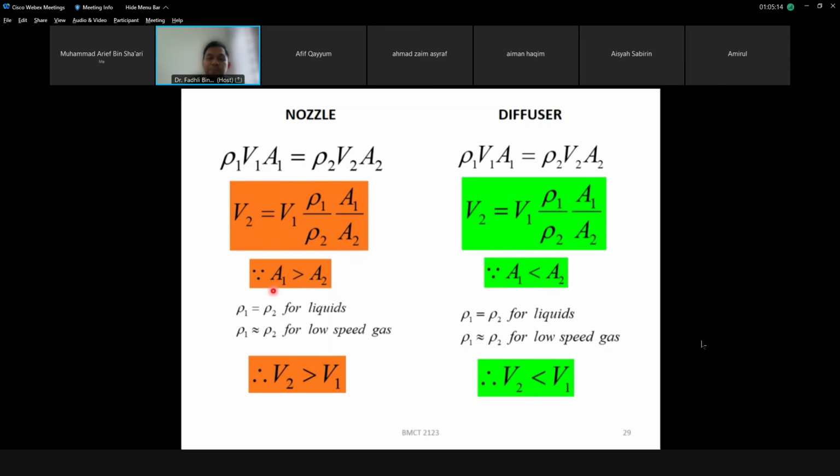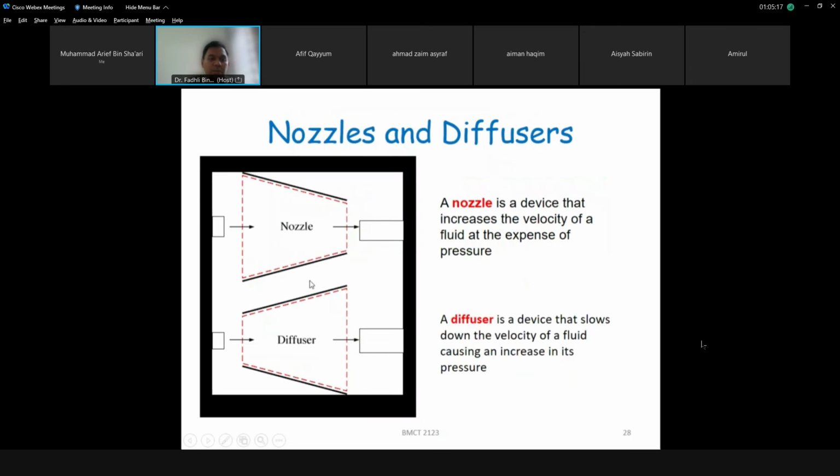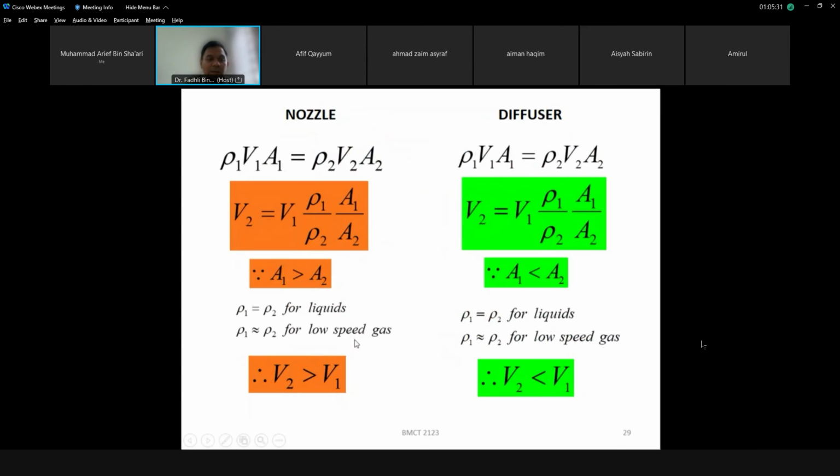Dan kita tahu juga pintu masuk nozzle lebih besar daripada pintu keluar nozzle, which means A1 is larger than A2. Kalau diffuser, A1 lebih kecil daripada A2. So from there, we can have this one, A1 is larger than A2. Since A1 is larger than A2, so we know that V2 is larger than V1. Macam mana dapat ni? Daripada sini lah, mass balance equation. M dot 1 equal to M dot 2. Okay, so diffuser pun sama.